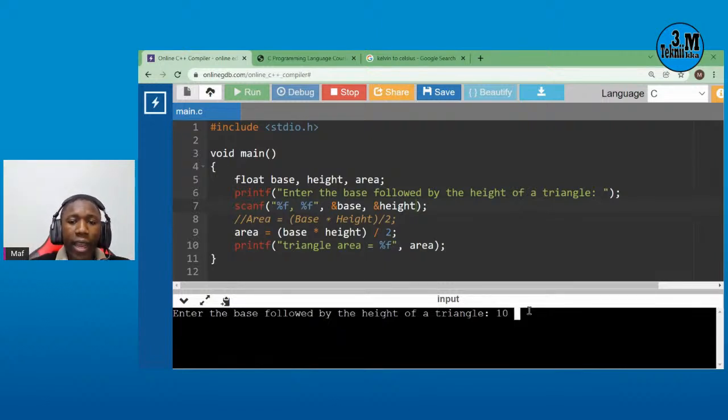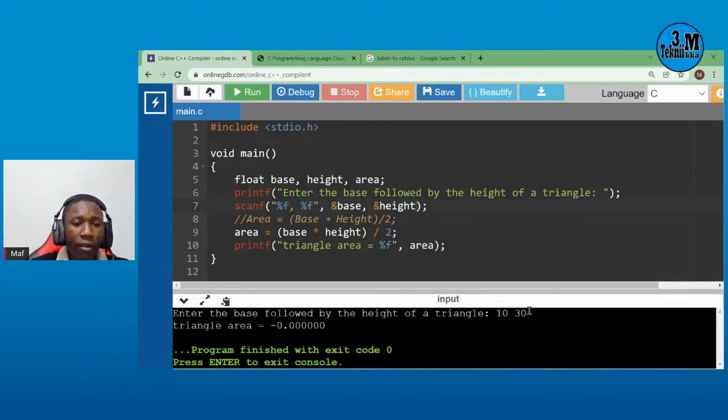Base. The height is 30, for example. We have this area, but this is too bad. This is bad to me because I have a multiplication, a division, and a minus here. I don't know where this minus is coming from, so we have to solve this problem. Let's go ahead. So what's the problem?